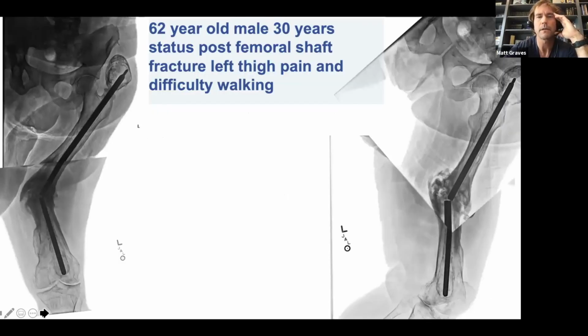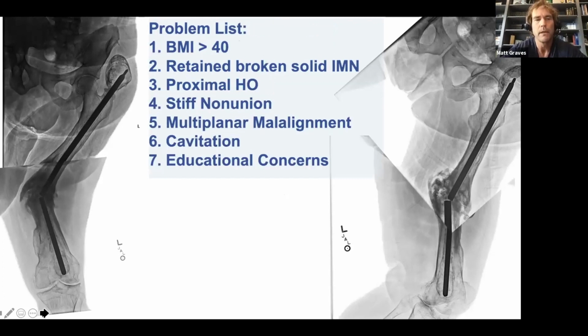So this is a 62-year-old male. 30 years ago, he had a femoral shaft fracture. He has had left thigh pain for some time. He's been walking on this, but he's felt increasing difficulty trying to ambulate on this deformity. And if we look at a problem list, he's a big fella, so his body mass index is greater than 40.